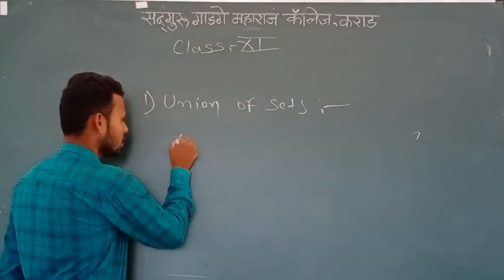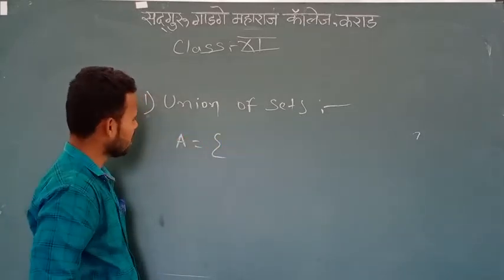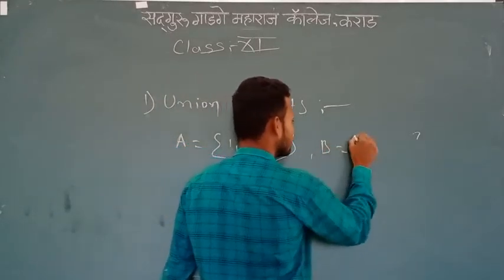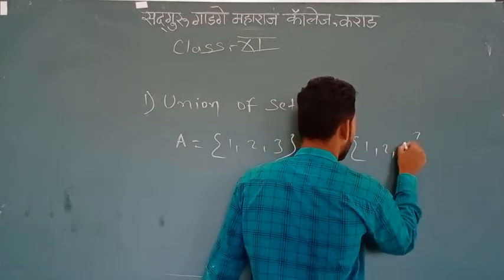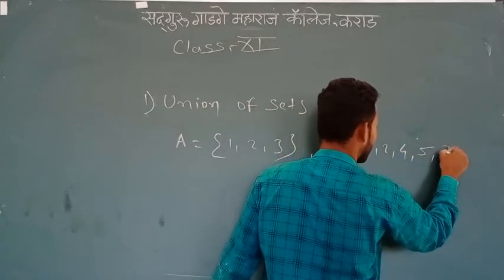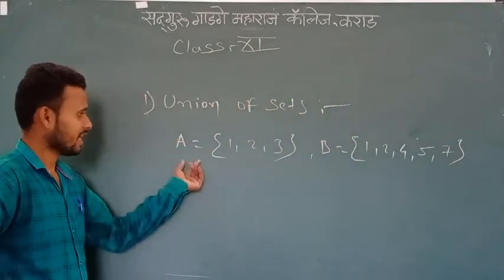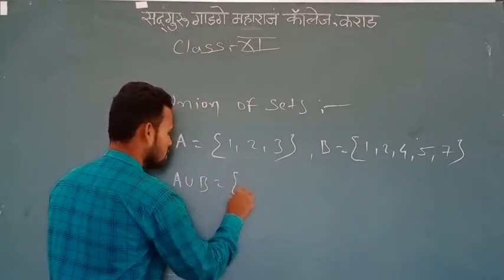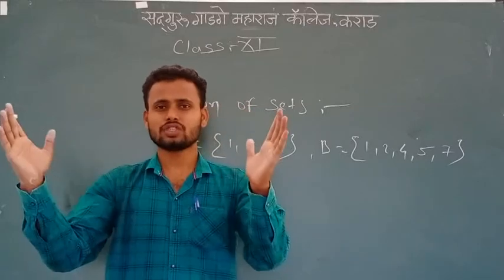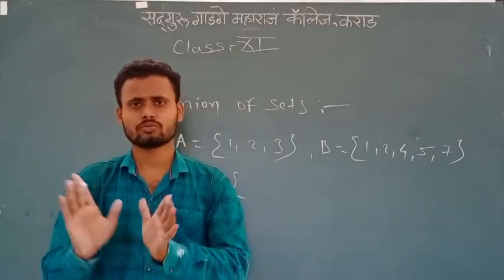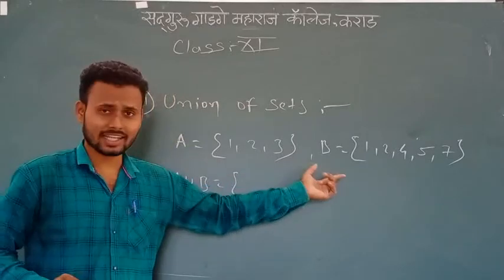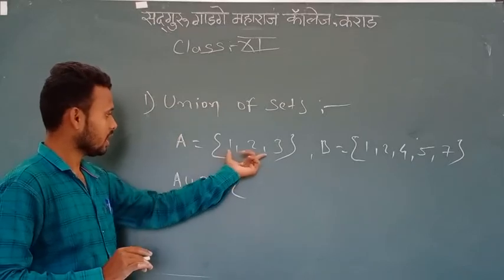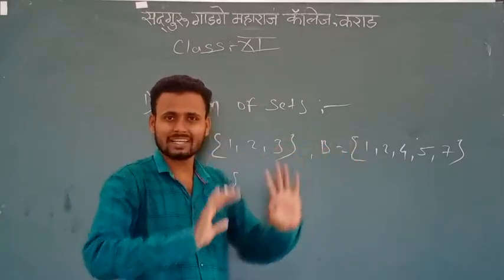Suppose, for example, A equal to the set containing 1 2 3, and if I take B equal to the set containing 1 2 4 5 and 7. These two sets A and B, these are two sets. Then the union of these two sets, A union B, is what? Union means, simply, the two sets that we have must be combined. That is the union of those two sets. The elements of the two sets are combined. That is the union of two sets. Means A union B, the union of both, means combining the elements.